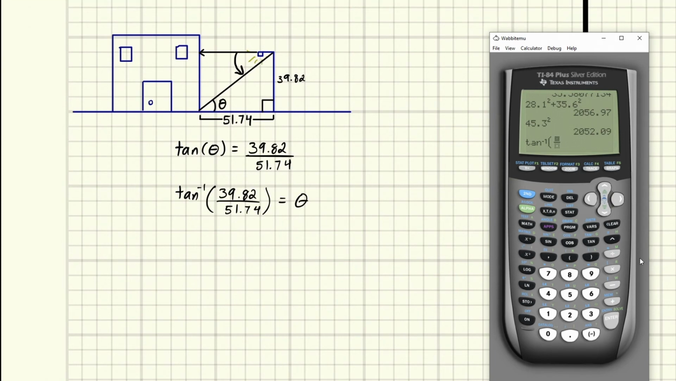So doing this, okay, we've got our tangent inverse of 39.82, and on the bottom, we've got 51.74. And I didn't write it, but these are technically in feet, which will just tell us the units. We hit enter, and we get 37.58 degrees. We're in degrees, by the way.